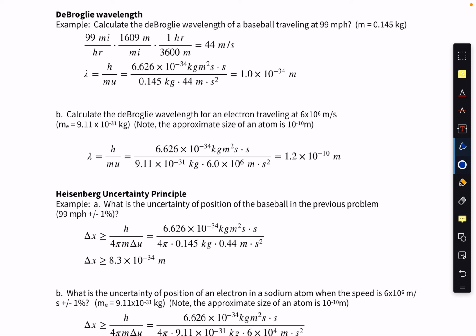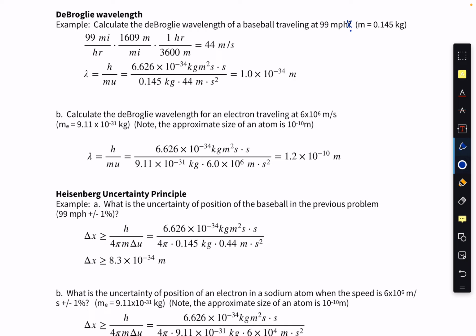So our next example kind of shows us the deBroglie wavelength in action. In part A, it says to calculate the deBroglie wavelength of a baseball traveling at 99 miles per hour. I think we did this in our thermo chapter too, and there shouldn't be a question mark here, but that's okay. We have the mass of a baseball at 0.145 kilograms.